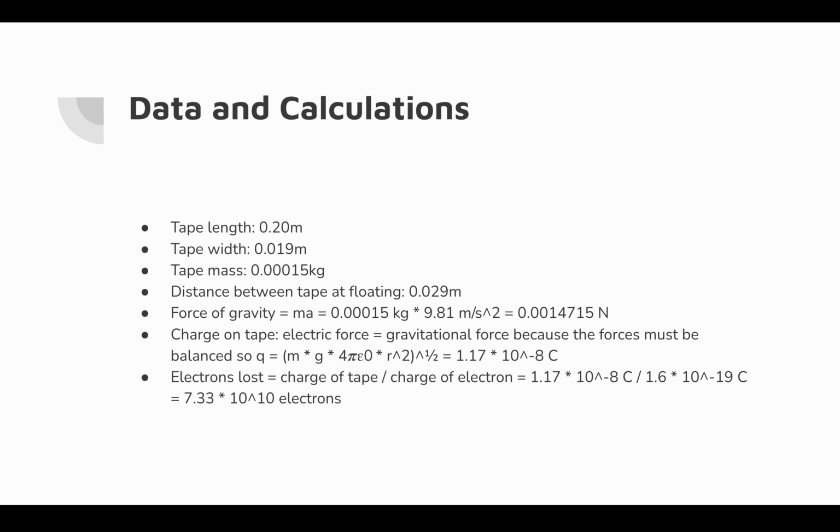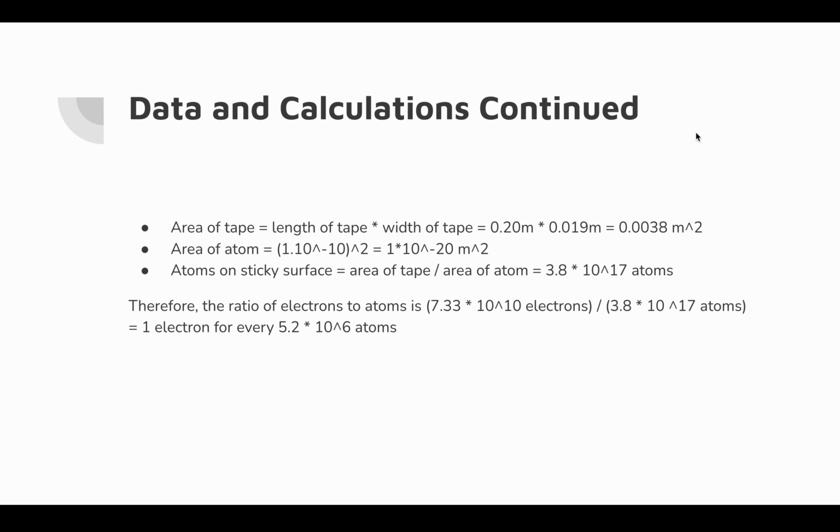So with a quick rearrangement of the equations, we get a value of 1.17 times 10 to the negative 8 coulombs. And then to find the number of electrons lost, just divide the charge on the tape by the charge of the electron, and we get a value of 7.33 times 10 to the 10th electrons.